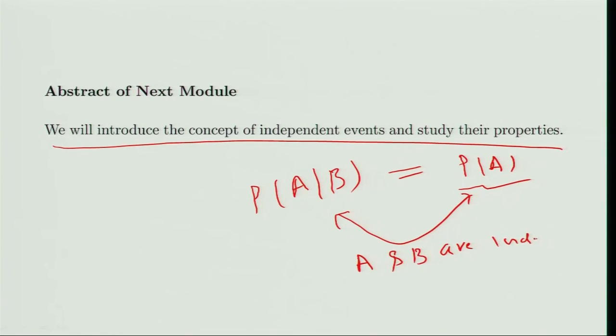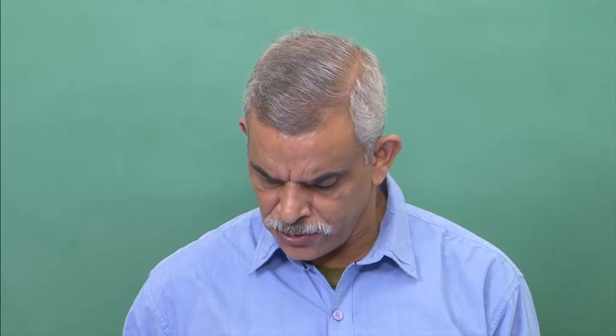That means the occurrence of B really does not affect the occurrence of A. So this shows us the way to define the concept of independence, and that is what we'll do in the next module. So let me conclude this module over here.